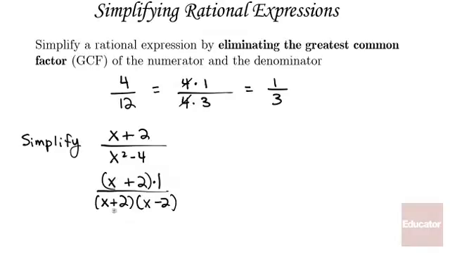Okay, once I've gone this far, I've done the hard work. Now I just need to cancel out that common factor in the numerator and the denominator. And this is going to give me 1 over x minus 2. So again, factor first, then cancel out. So I had x plus 2 over x squared minus 4, factored out the denominator, found the common factor, and this left me with 1 over x minus 2.